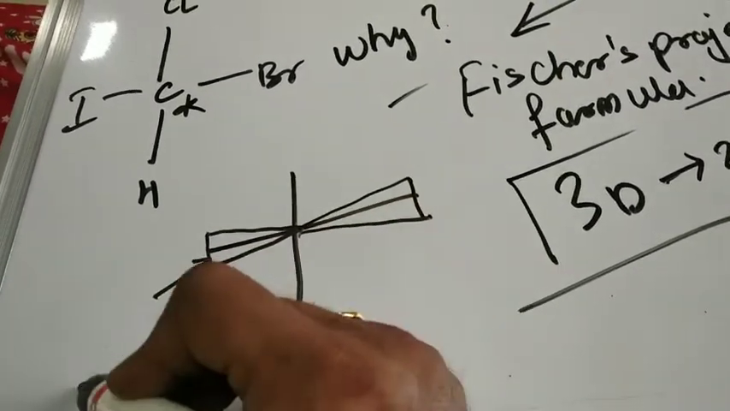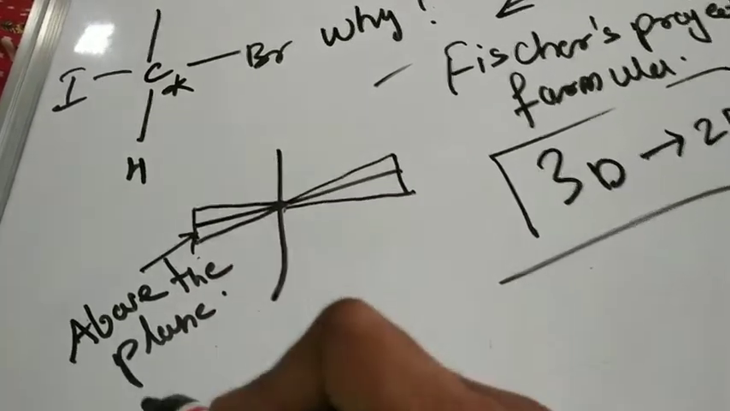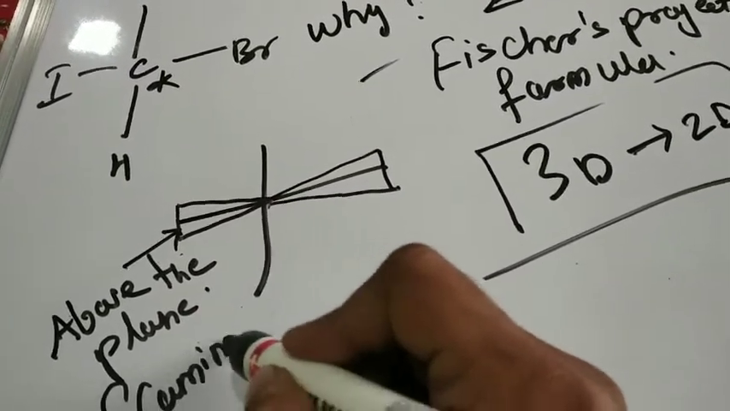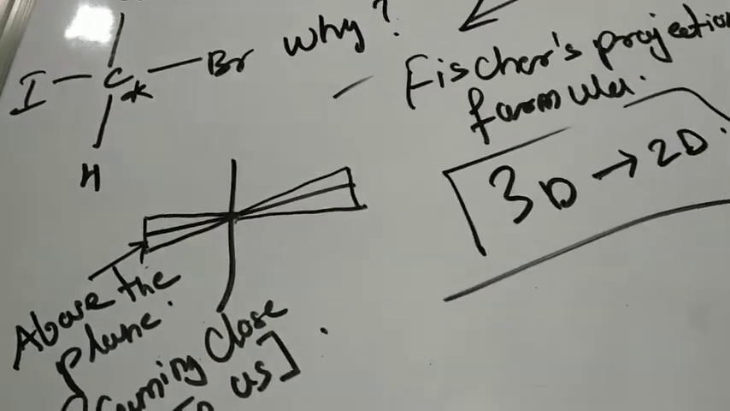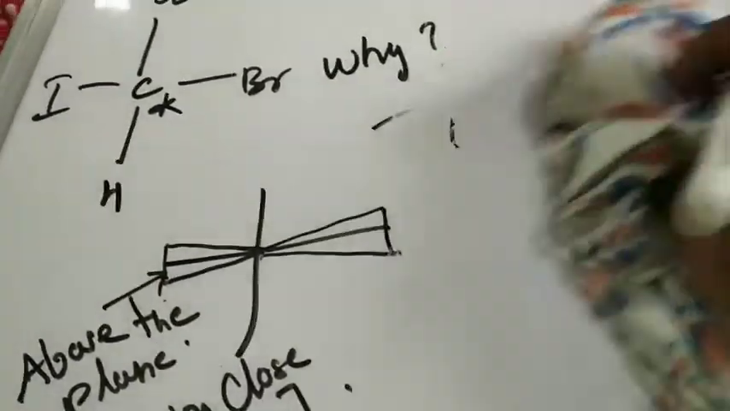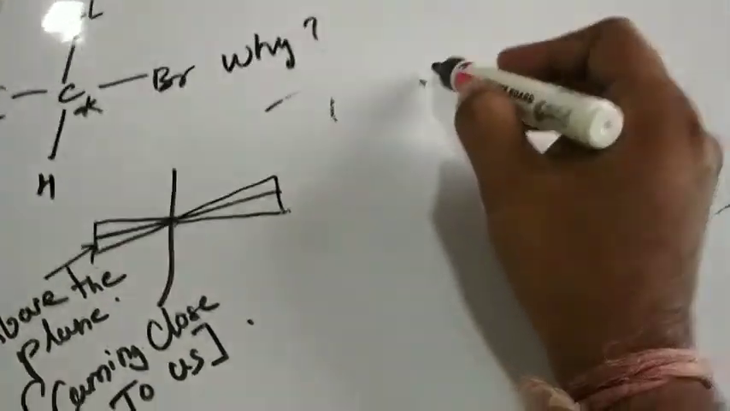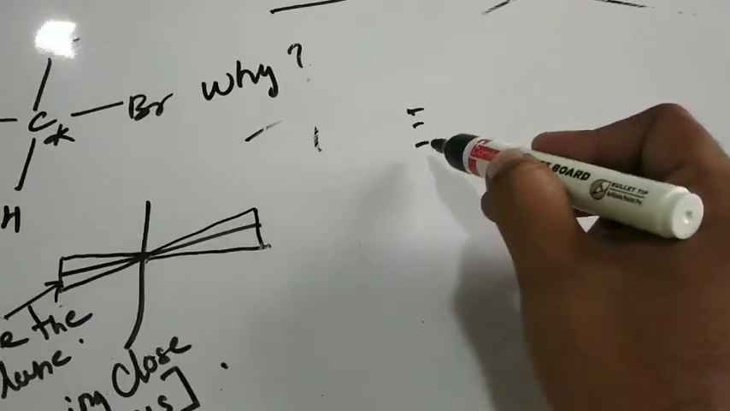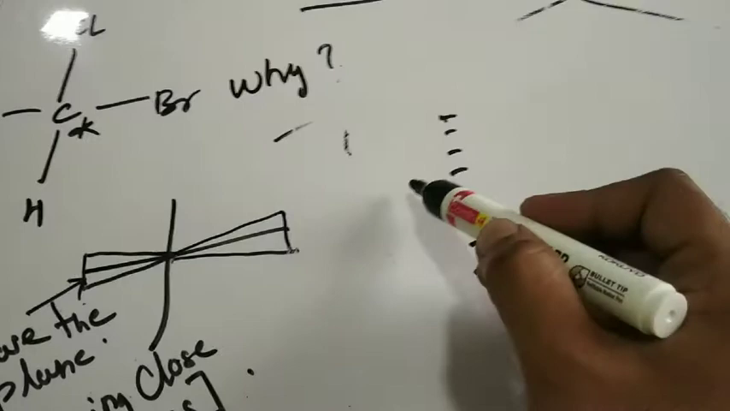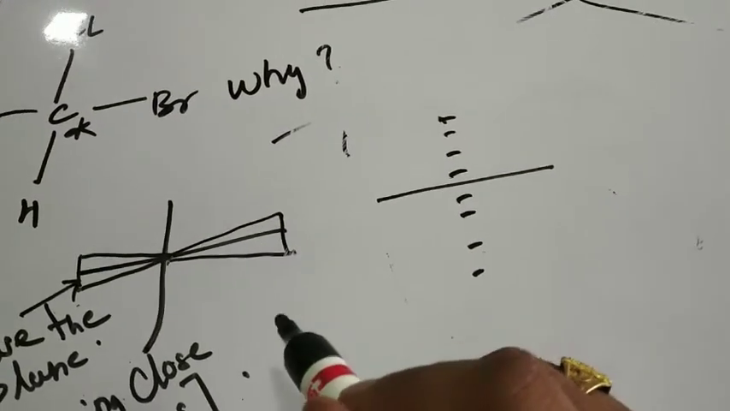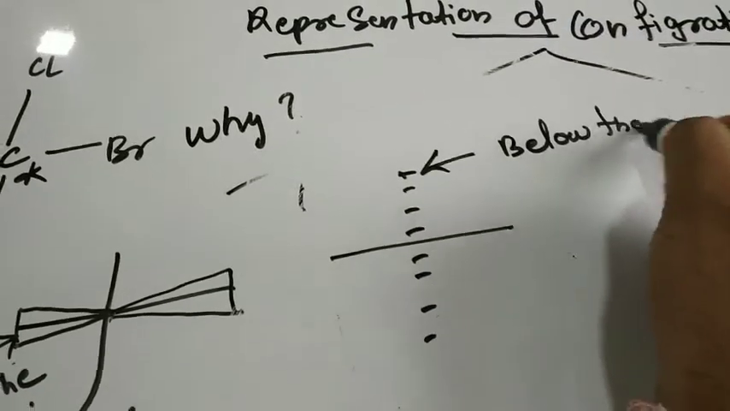Now this is nothing but it is showing the above the plane, which is coming close to us, right? That is called the particular horizontal line representation, right? Then we can also see the vertical line representation. In the vertical line representation, it is denoted by the dash, or we can say it is denoted by the dot, right? So here in this case, we can see that this is nothing but below the plane.